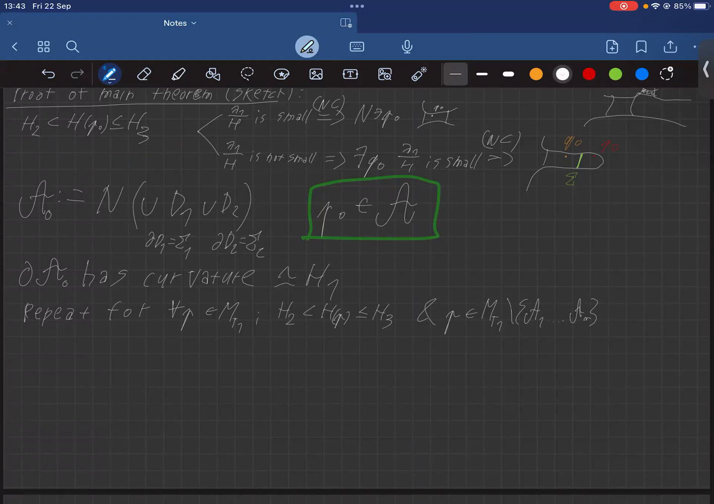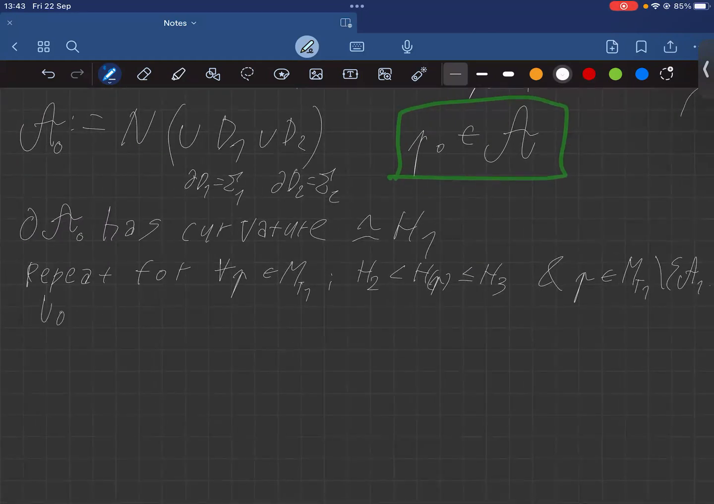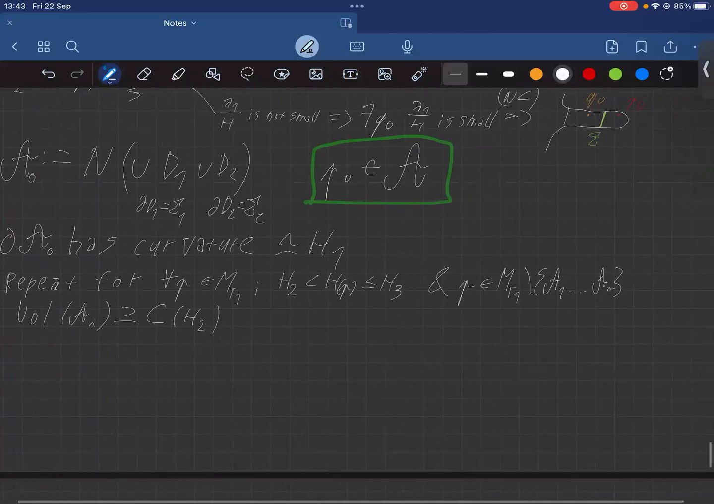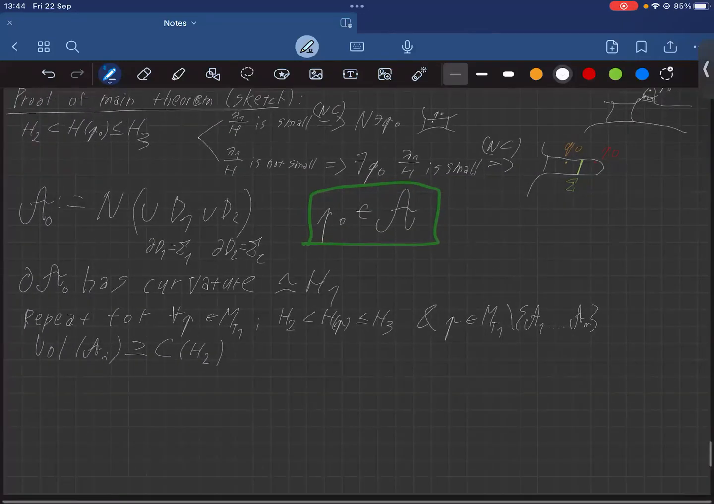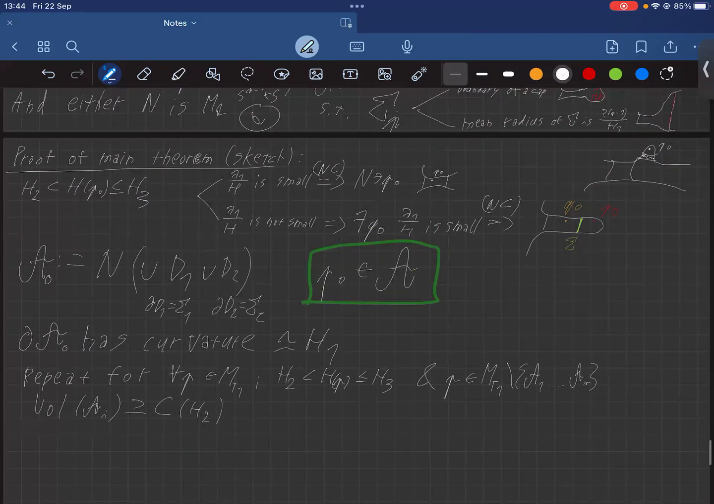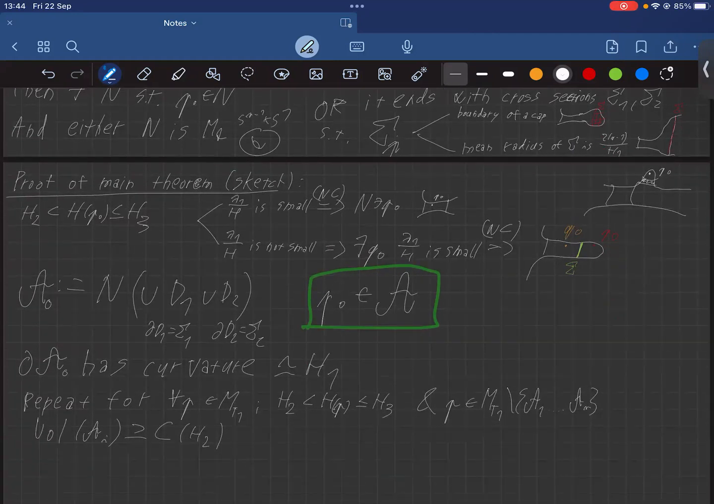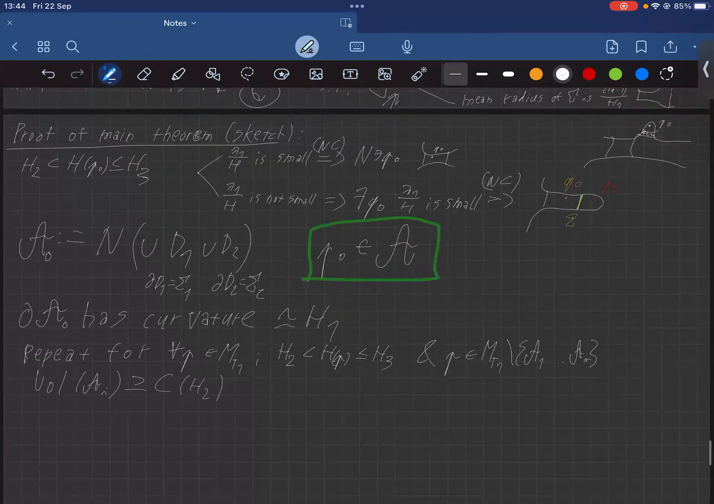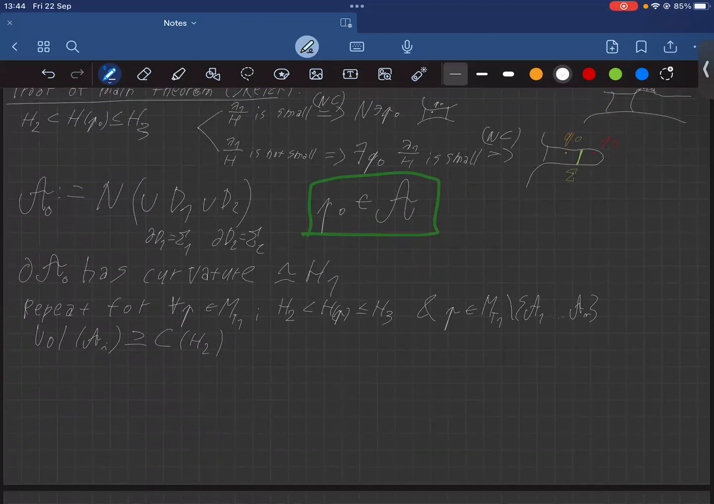And an important note here is that the volume of any Ai is actually bounded from below by some constant that depends on H2. This means that each of our regions is taking at least some fixed amount of volume, and therefore there are at most finitely many such regions, because our manifold is closed, and therefore it has some volume. So there cannot be infinitely many regions, and thus we will not be performing infinitely many surgeries. Okay. So I hope this makes sense.